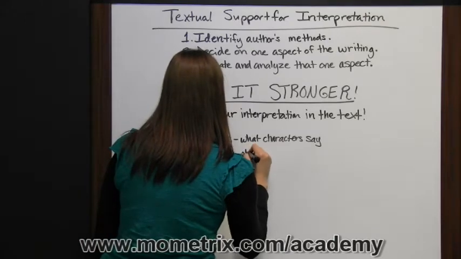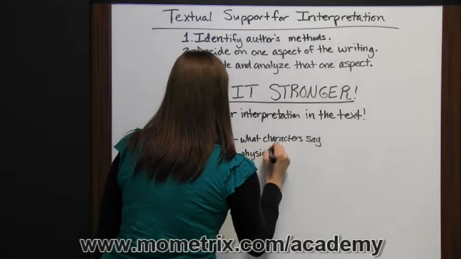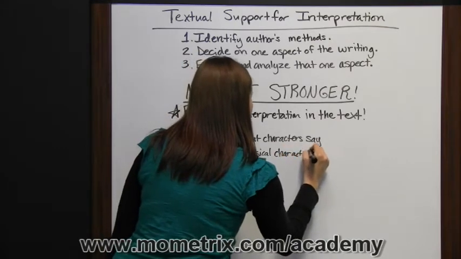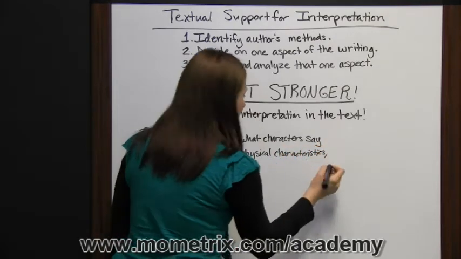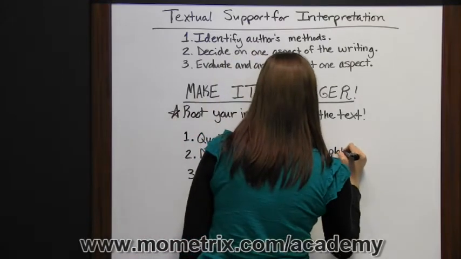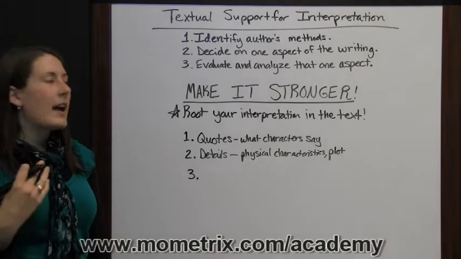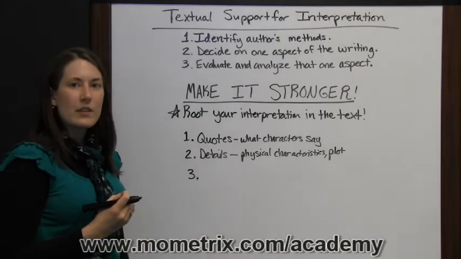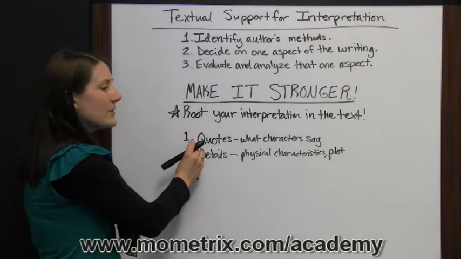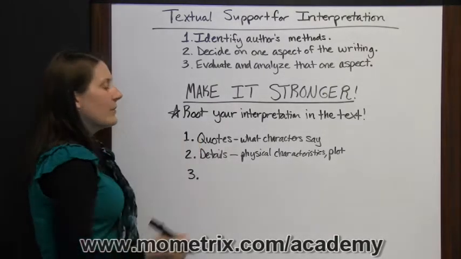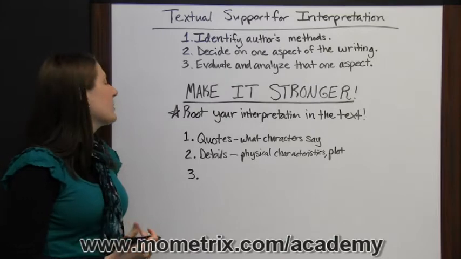It could be how someone looks, so physical characteristics. It could be specific things that happen in the plot. It could have to do with the tone as well. It could have to do with specific language that the author used. But find those details and then put them into your evaluation. Find these quotes and put them into your interpretation.